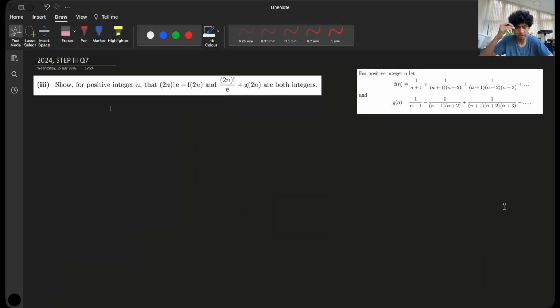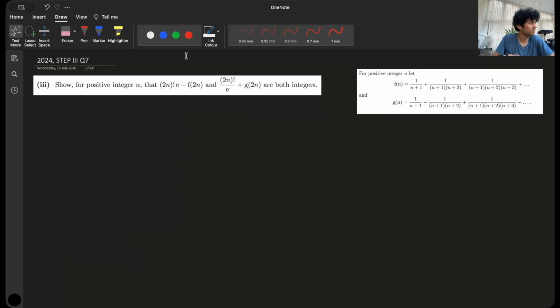Okay, so now for the next part, we move in a slightly different direction. We need to show that these random expressions involving f, g, and e are integers. And what I would say to start off with is that the only definition we know for f and g involve infinite series. So it's going to be pretty much impossible to do this part unless we can also get the terms involving e as infinite series.